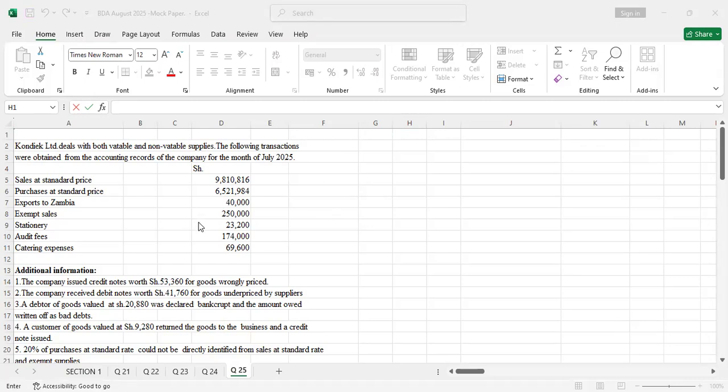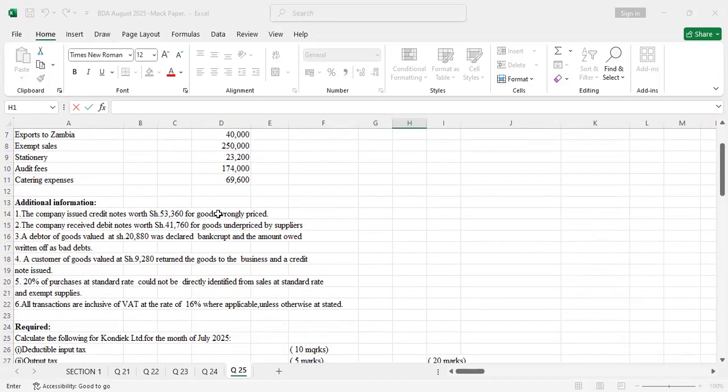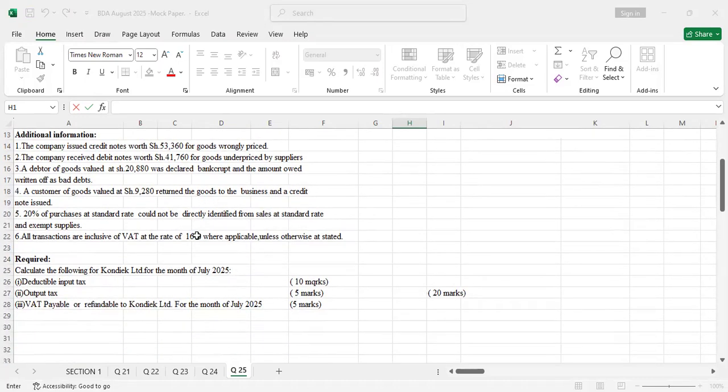Kondiek Limited deals with both vatable and non-vatable supplies. The following transactions were obtained from the accounting records of the company for the month of July 2025. So we have all that. Then additional information. Then required. Calculate the following for Kondiek Limited for the month of July 2025. Roman 1, deductible input tax. Roman 2, output tax. And Roman 3, VAT payable or refundable to Kondiek Limited for the month of July 2025.